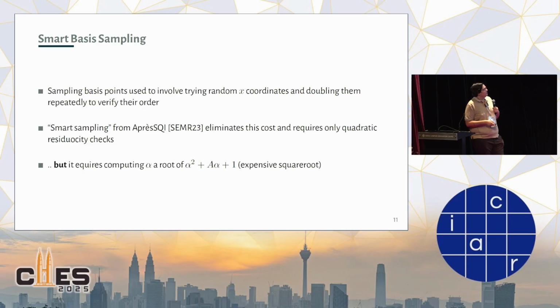This was extremely expensive, but then there was a paper called Apresky, which came up with something they called smart sampling. And this essentially eliminates the entire cost of these doublings. Rather than doing doublings, you just have to do some quadratic reciprocity checks to check that the point has the right order. So this is much, much faster. However, it is worth noting it still had one main cost, which is computing what we call alpha. Alpha here is a root of this polynomial, which corresponds to the elliptic curve. In other words, you can think of it as the x-coordinate of a point of order 2. And computing this requires a square root. So, still faster than the older method, but it has a bit of overhead.